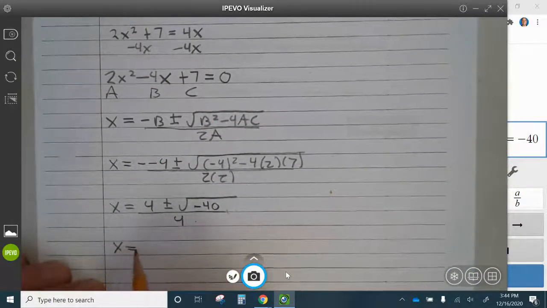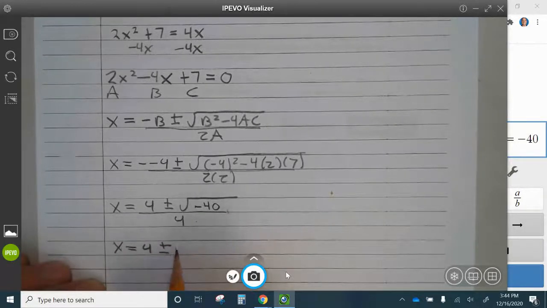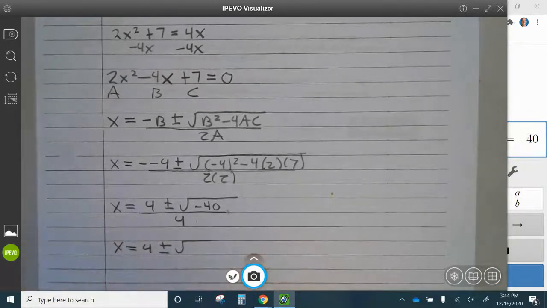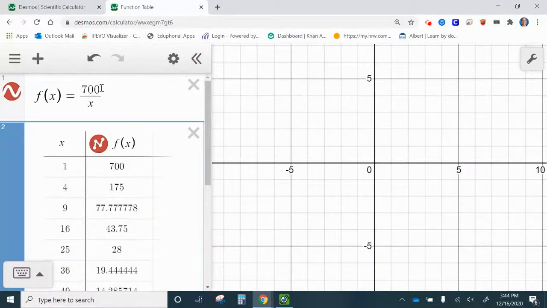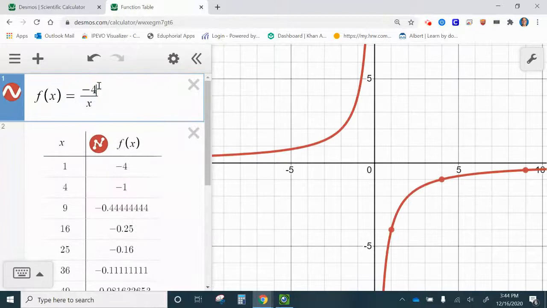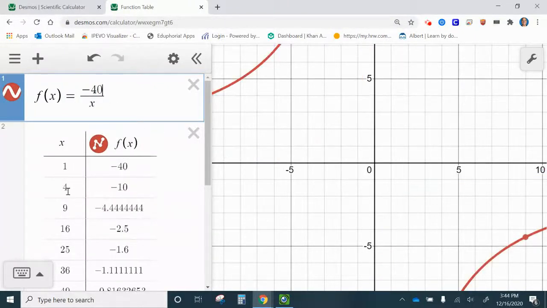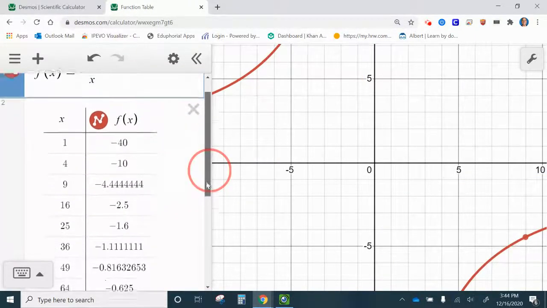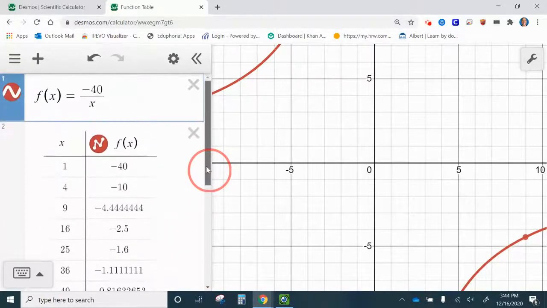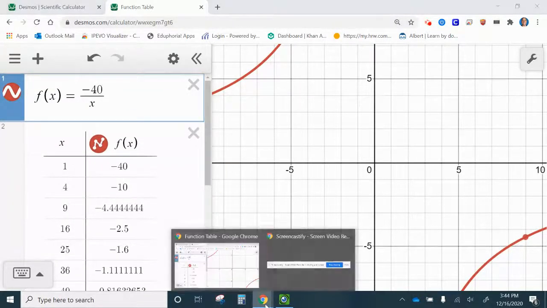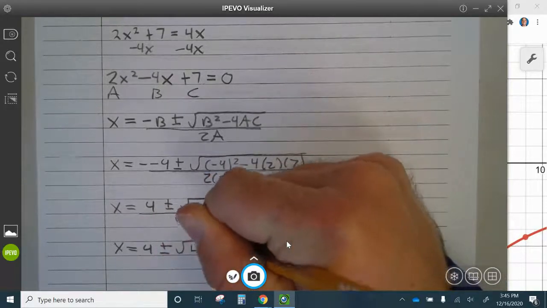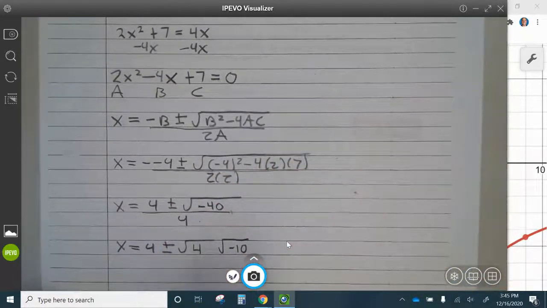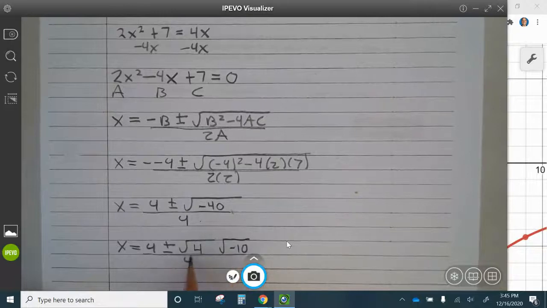Now we're going to see if we can simplify the square root. So let's come over here and change this to negative 40. Now 1 works, 4 works. Well, let's see if we can go further. Looks like the farthest you can go is 4 times negative 10. Okay. So that's the square root of 4 times the square root of negative 10, divided by 4.